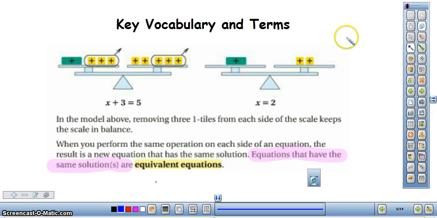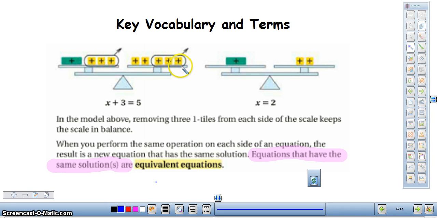Some of our key vocabulary and terms that we're going to be talking about tonight are equivalent equations. Equivalent equations are equations that have the same solutions. You can see up above here in this model, x plus 3 equals 5. X is an unknown. We have 3 ones, and over on this side we have 5.